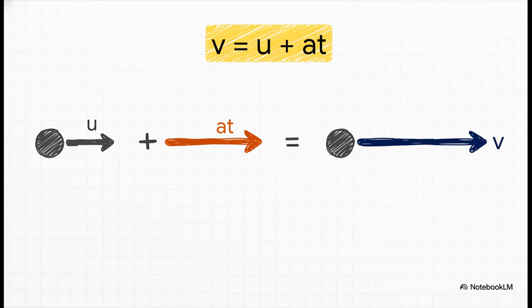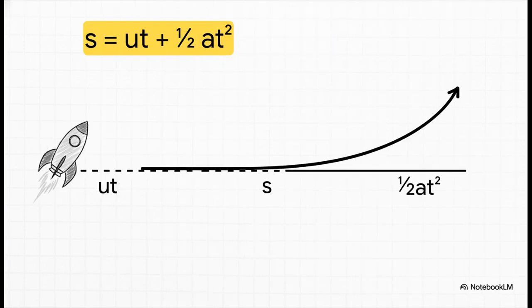Okay, now that we know the symbols, let's look at the first equation of motion. It is v equals u plus at. Let's try to understand what it's telling us. It simply says that your final velocity, v, is equal to whatever velocity you started with, u, plus the total change in velocity. And that change is just the acceleration, a, multiplied by the time t. Simple, isn't it?